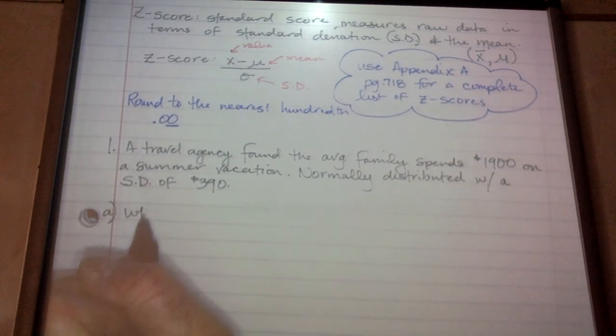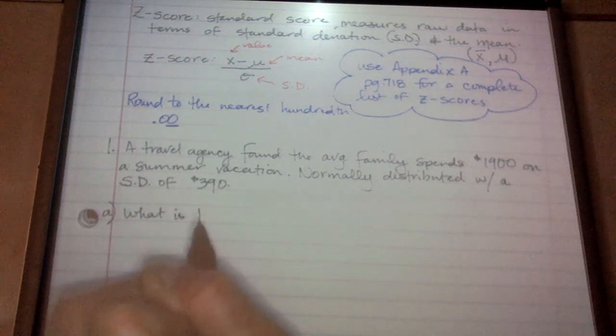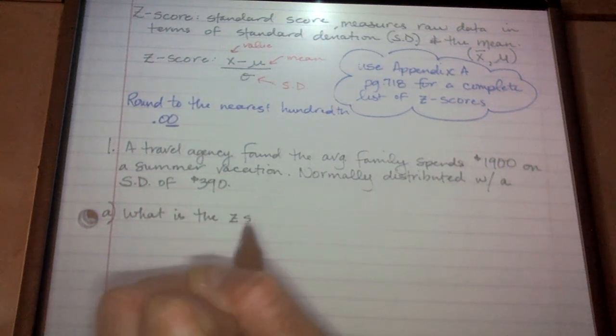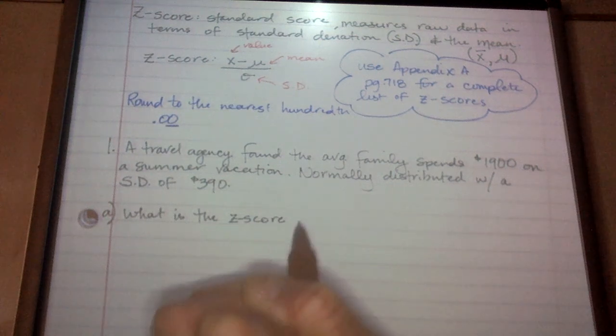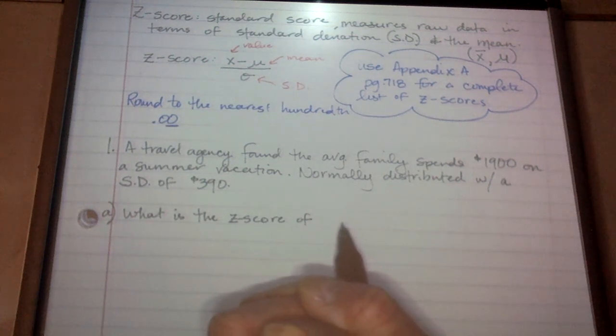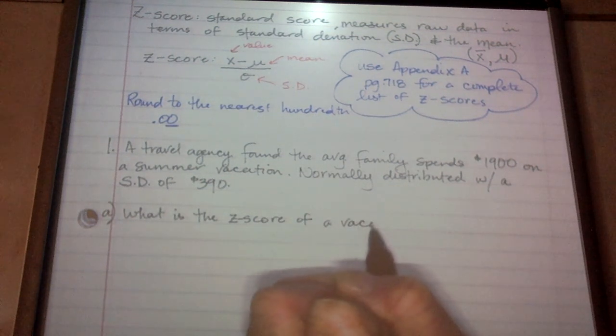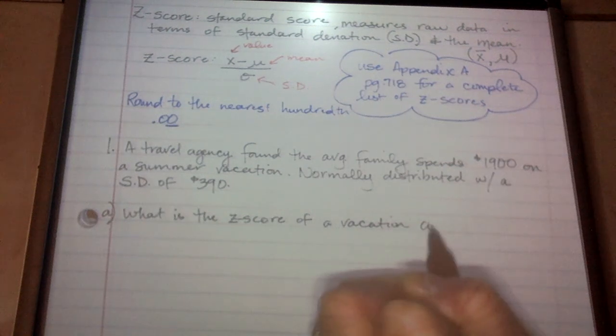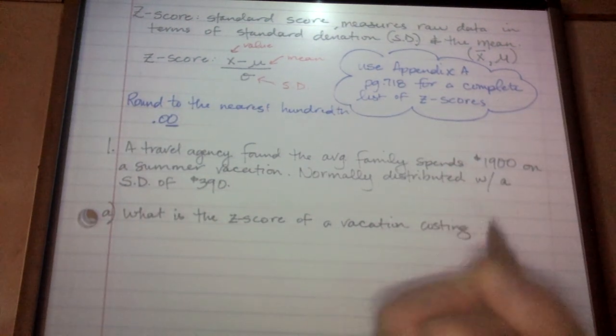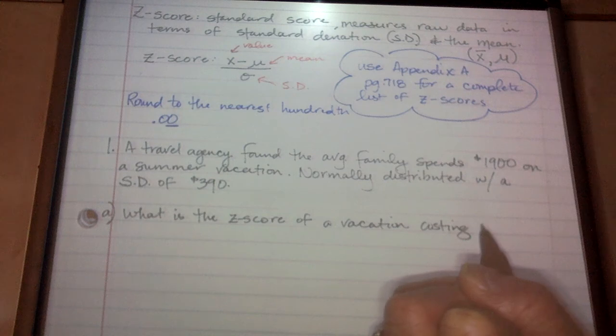So part A, what is the z-score of a vacation costing $1,200?